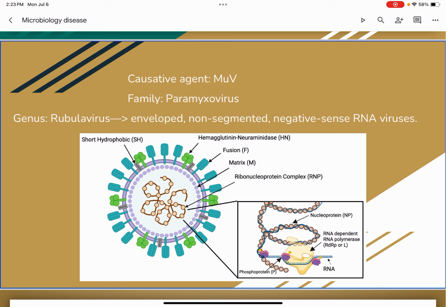The mumps virus is important because humans are the only natural host, meaning there isn't an animal reservoir that normally carries the virus. This disease is best known for causing inflammation of the parotid glands, which are the largest salivary glands and are located just below and in front of the ears. And when these glands become swollen, they produce the classic puffy cheeks appearance that many people associate with mumps.